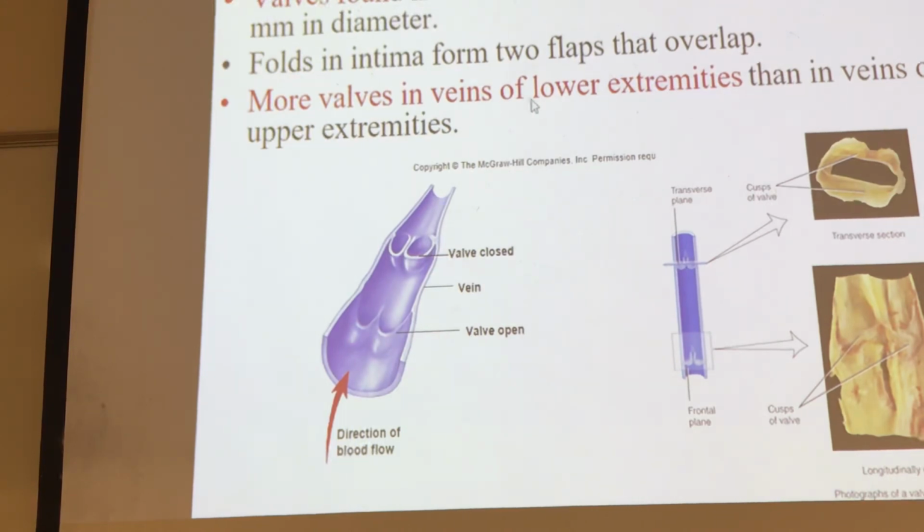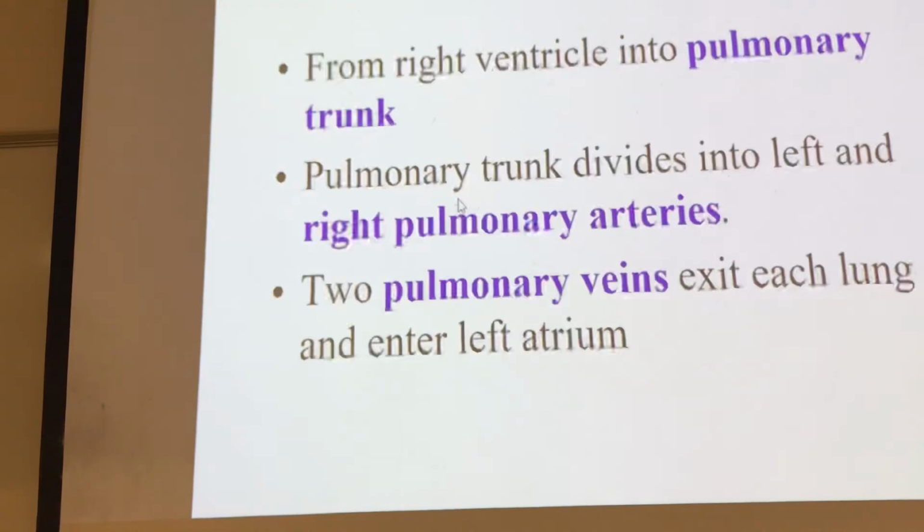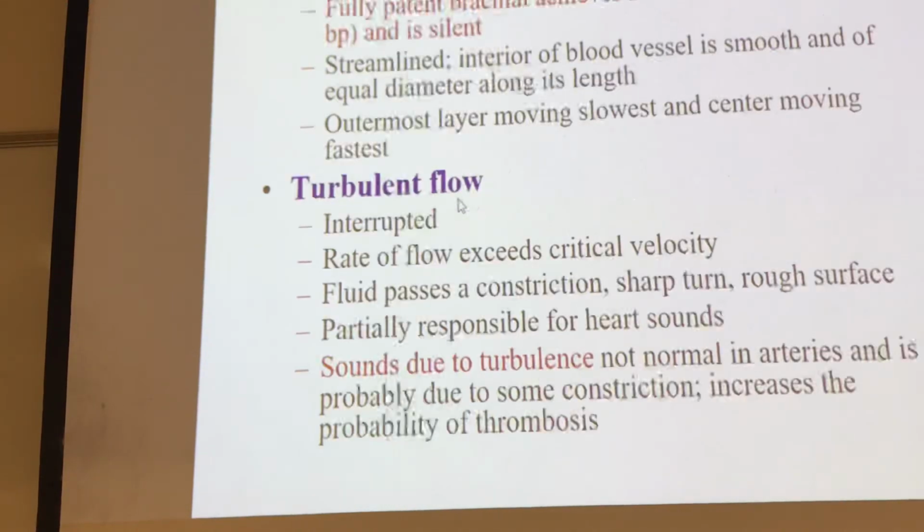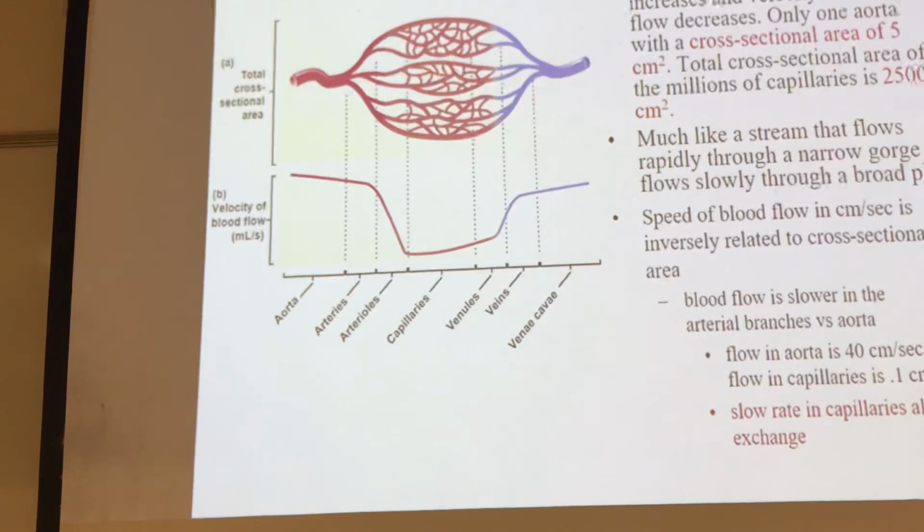You have more valves in the veins of the lower extremities. Why? Because it's below the heart and because of gravity also pulling down, making it harder for blood to go back. Now, I'm just going to show it to you now. It's going to be a little bit further here. I'm going to come back to it again next week. I just want to show you what we mean by it.